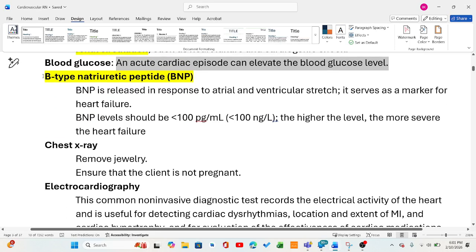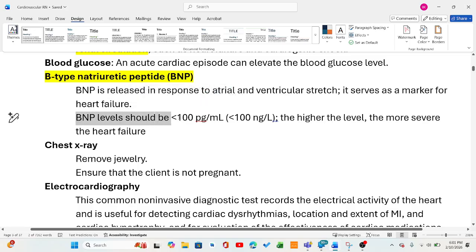The next lab I'm going to talk about, which is also cardiac specific, is the BNP. Now, the BNP is an indication that the person has heart failure. When the atria and the ventricles are stretched in the case of heart failure, the BNP is released, and it is specific to heart failure. So high BNP levels, you're talking about heart failure.